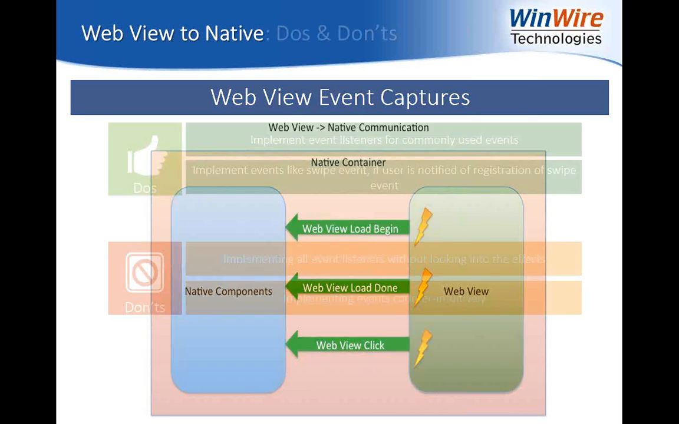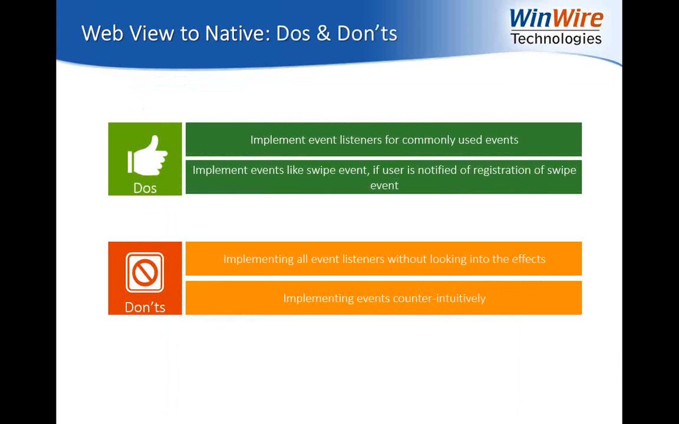Moving on to the list of do's and don'ts, in the list of do's: implement event listeners for commonly used events. And the second point is to implement events like the swipe event if the user is notified of the registration of the swipe event. The list of don'ts includes implementing all event listeners without looking into the effects. If we implement all the event listeners, there are side effects, which make the application behavior not so conformative. And finally, in the list of don'ts, implementing events counterintuitively. Of course, we should not be implementing events otherwise.